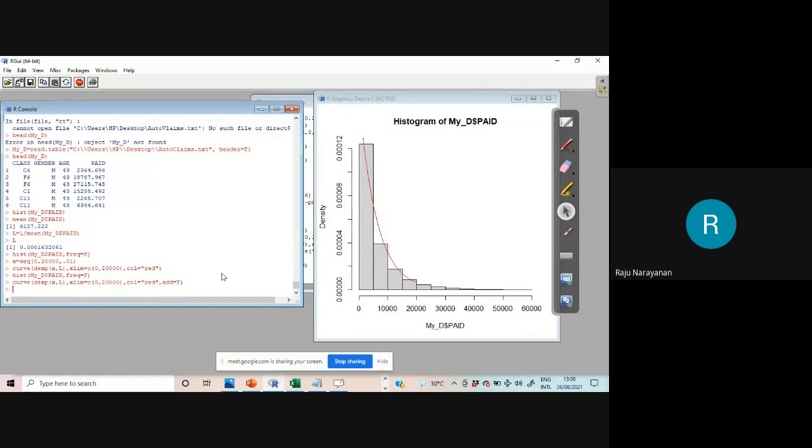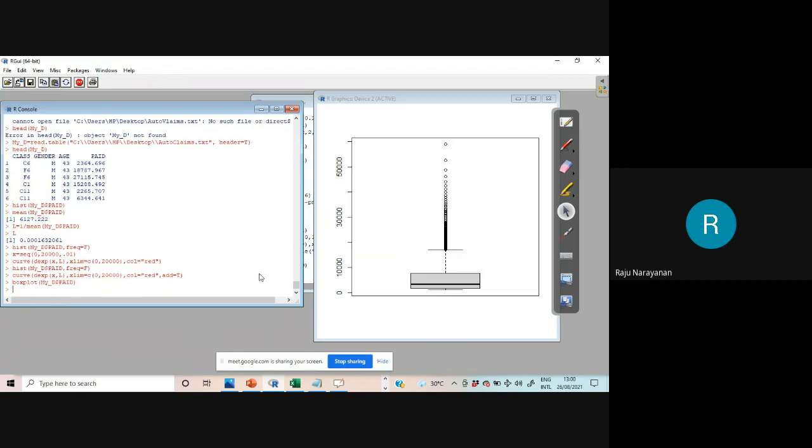You don't stop here, because we are not working, the computer is working. You can try box plots of my D dollar paid. You can see the box plot here. You can see these are outliers. All these values are very high compared to the other values. This is the upper hinge. From this itself you can see that the distribution is not normal.